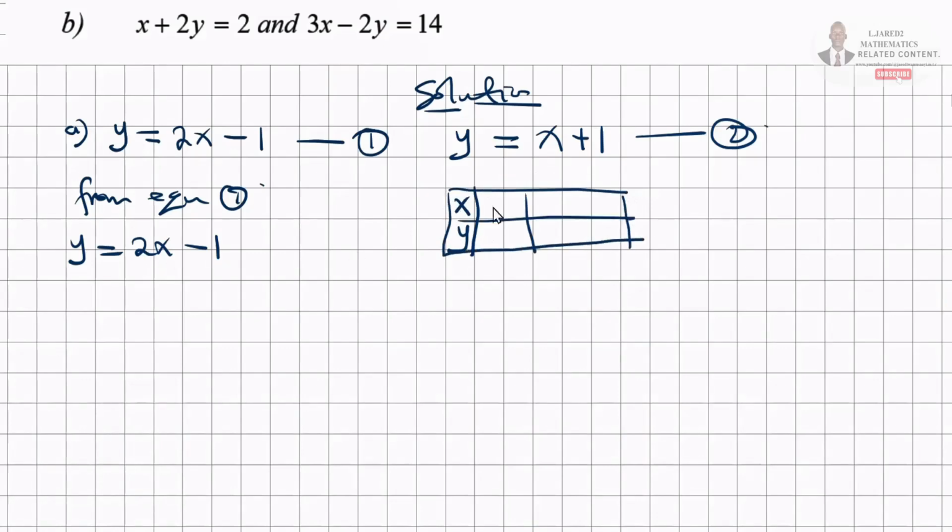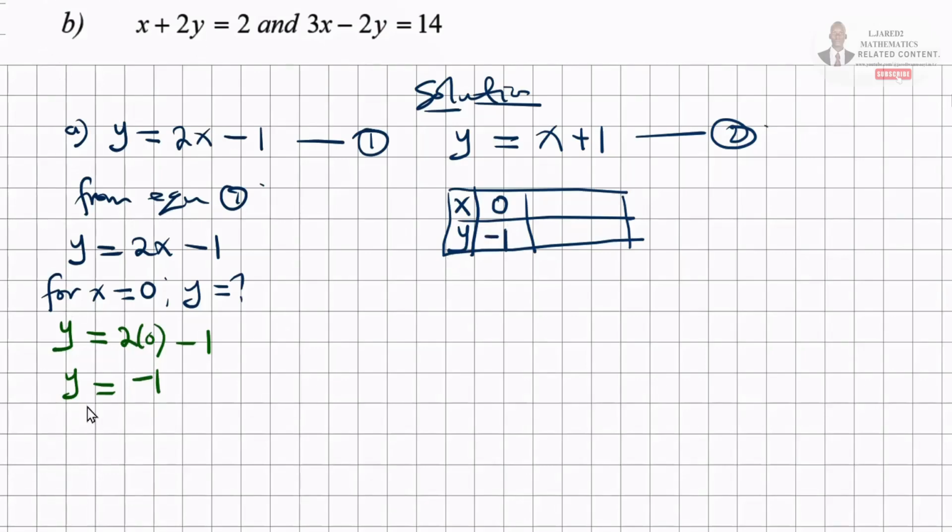Take, if x is equal to 0, then what is our y? As we substitute in this equation, our y value is going to be equal to 2 multiplied by our value of x, which is 0, take away 1, implying that y equals negative 1. So when x is equal to 0, y is negative 1.